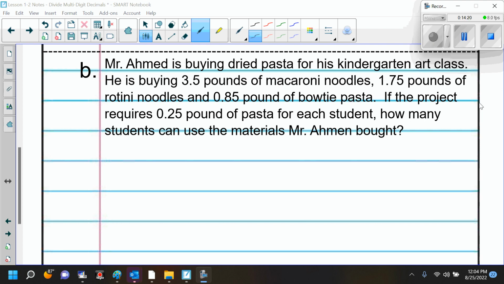All right, so the first thing we want to do on this problem is write down our important information. So, what's the important information? So we've got 3.5 pounds of macaroni. We have 1.75 pounds of rotini. We have 85/100 pounds of bow tie. We also know that the project requires 25/100 pounds of pasta for each student. And we want to know how many students can use the materials, okay? All right, so what's the first thing we need to do?